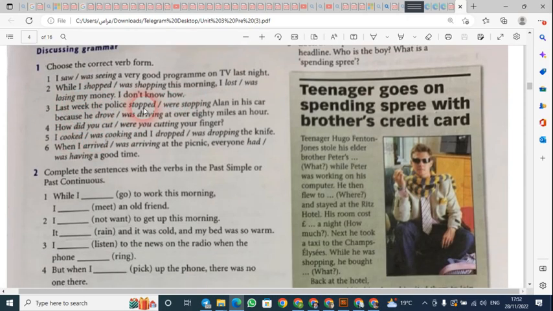Last week the police stopped or were stopping Alan in his car because he was driving at over 80 miles an hour. أوقفت الشرطة آلان في سيارته لأنه كان يسوق بسرعة تتجاوز 80 ميل في الساعة. 80 ميل أكثر من 120 كيلومتر تقريبا في الساعة.